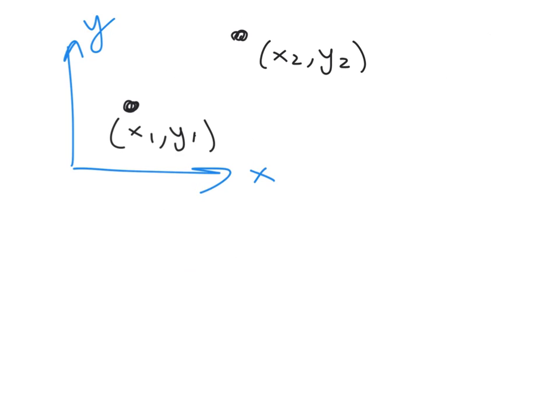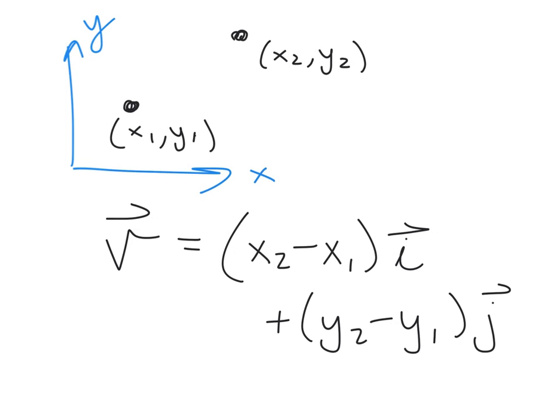To construct the displacement vector between these two points, we have some pretty specific notation. We have vector v, and it's pointing from one point to another point. And the change in the x direction, as we move from this first point to this second point, is given by x2 minus x1. So the change in the x direction is right here. And then we need some way to indicate the direction that that change happened in. And so we use the vector i.